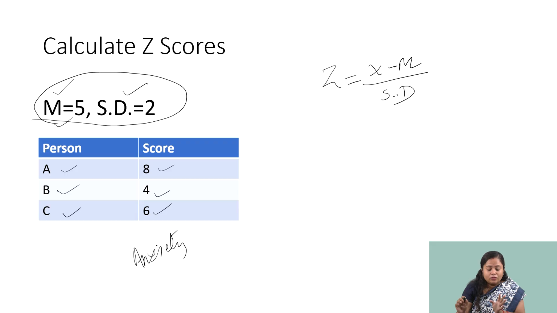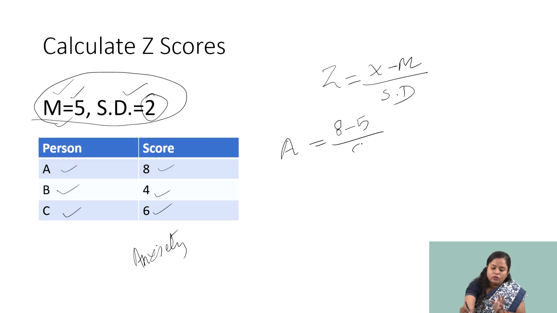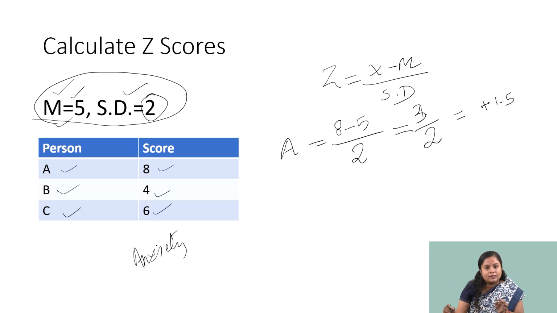For person A, the raw score is 8, so we put the raw score here in place of X. Then the mean score is 5 for that particular norm group, and the standard deviation is 2. When we calculate, 8 minus 5 is equal to 3, and the standard deviation is 2, so the score is plus 1.5. Here we get a positive z-score. It means it is above average.